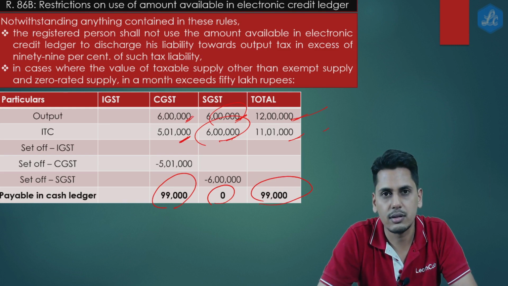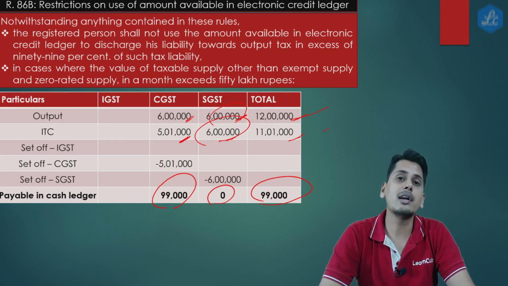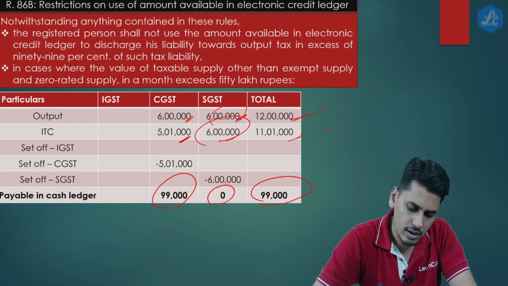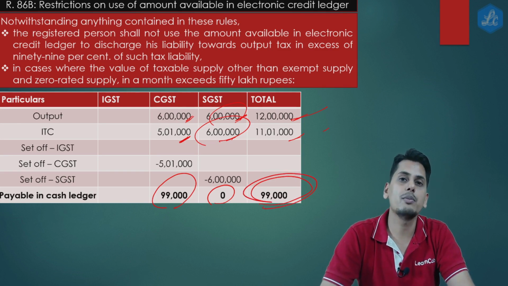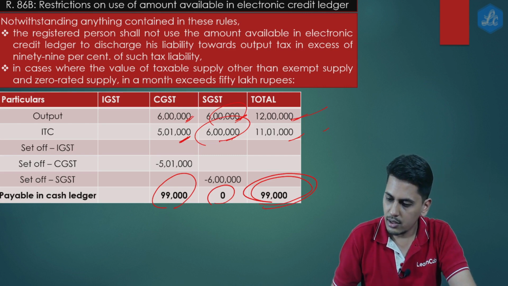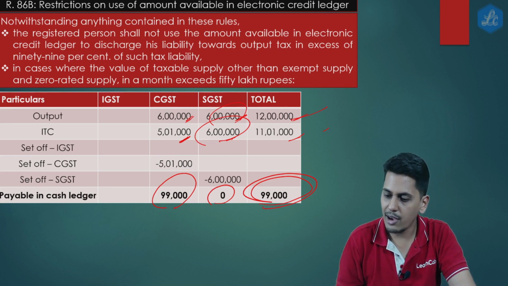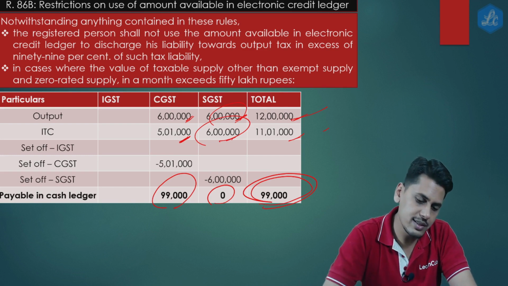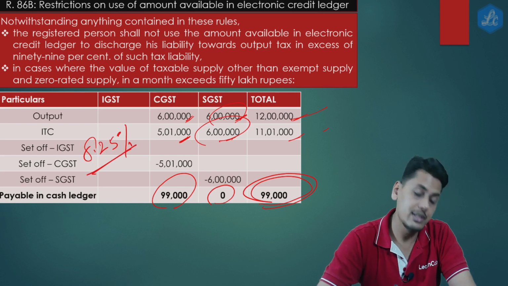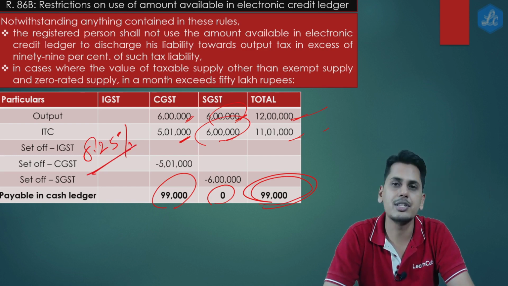Officer knocks the door. He says, you have not complied with rule 86B, I will cancel your registration. He says, how so? 99,000 is the total amount paid through cash. 12 lakhs is the total liability. So how much have I paid? I have paid 8.25%. 8.25% is paid through my electronic cash ledger.